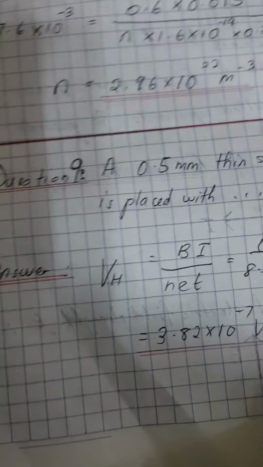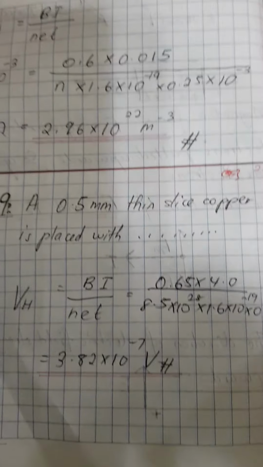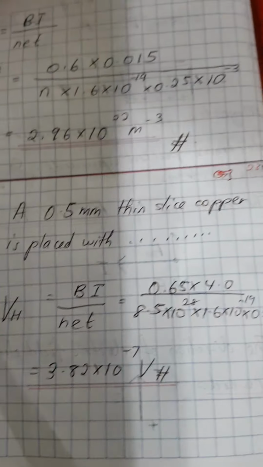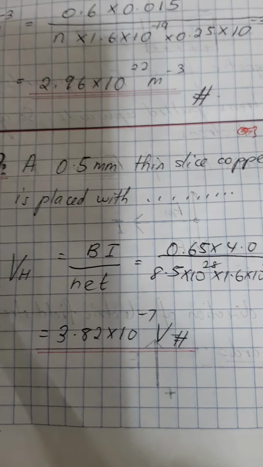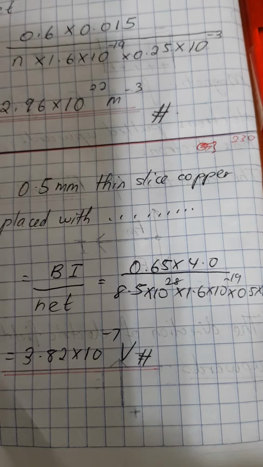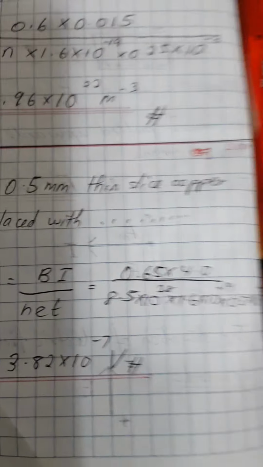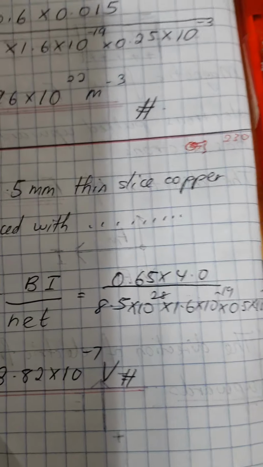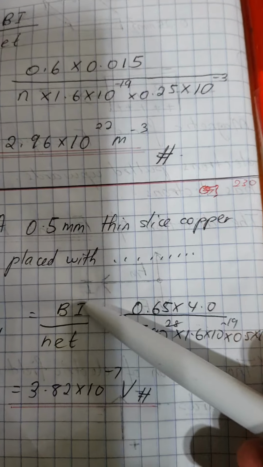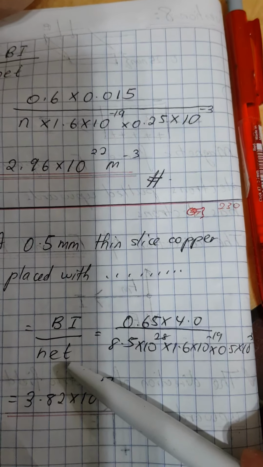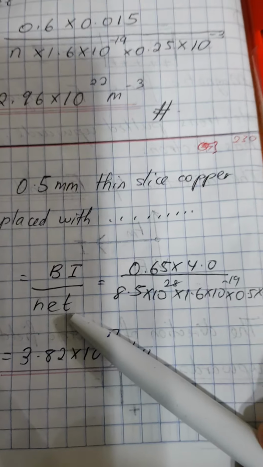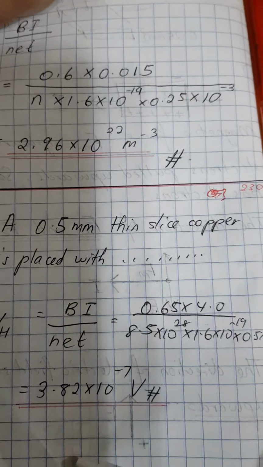Now this question asks you to find VH. Very simple, class. The formula is fixed: BI over NET. Just put in the value of B, the value of I, and NET, and you get the answer. I don't know why many of you cannot get this. What is the problem? Furthermore, you don't even know the unit. Why never put the unit? Hall's voltage must have unit volt. B is your magnetic field, I is your current, N is number of charge carriers, E is 1.6 times 10 to the power negative 19, T is your thickness. Just put in only. Why don't you know how to do it? And this is the answer. That's all. Thank you, class.